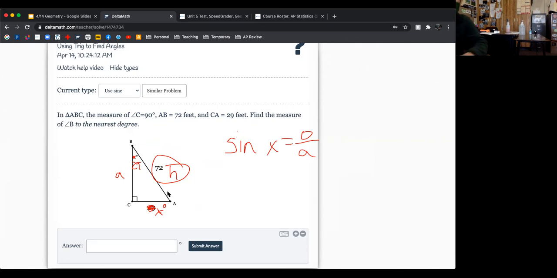So if you have any questions, I'm happy to go through some more of these problems. If you are good to go, then you can sign off and you can get to practice on Delta Math.